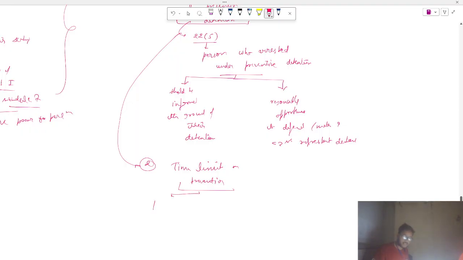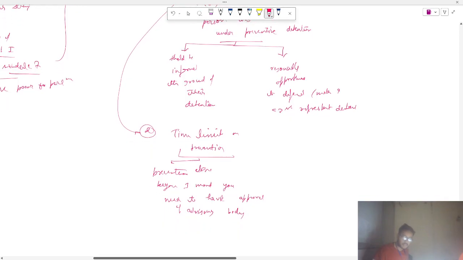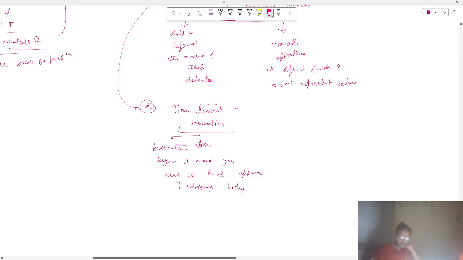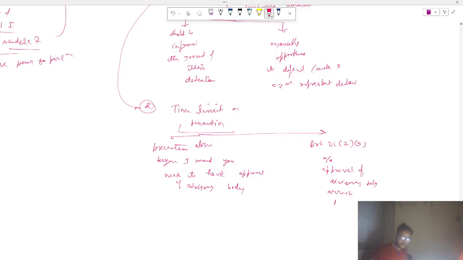So basically, preventive detention beyond 3 months needs the approval of an advisory board. If you are detaining any person for more than 3 months, then you require the approval of an advisory board. But for 3 months, under Article 22 clause 7, sub-clause A, without the approval of an advisory board, you can detain for 3 months.